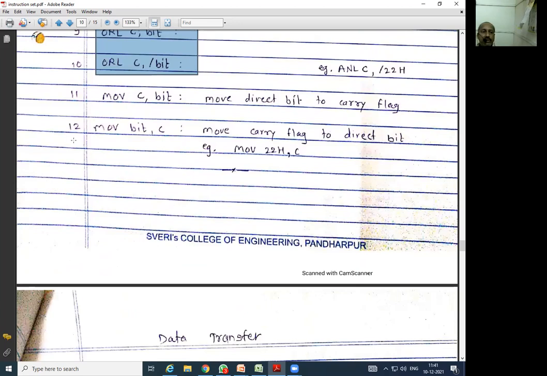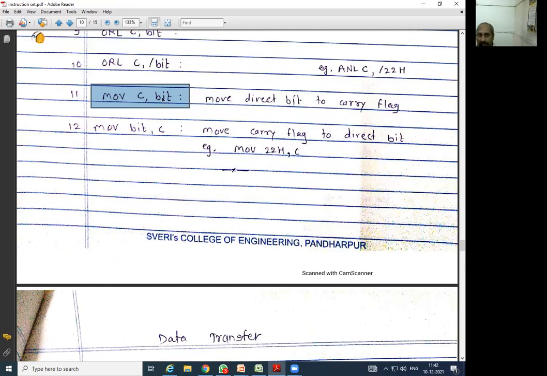The next one is MOV C, bit. Again, you will say that the move instruction comes under data transfer, so how does it come in a Boolean instruction? But here we have to focus that this move instruction is for only one bit operation. That is what it is doing: move direct bit to carry flag.